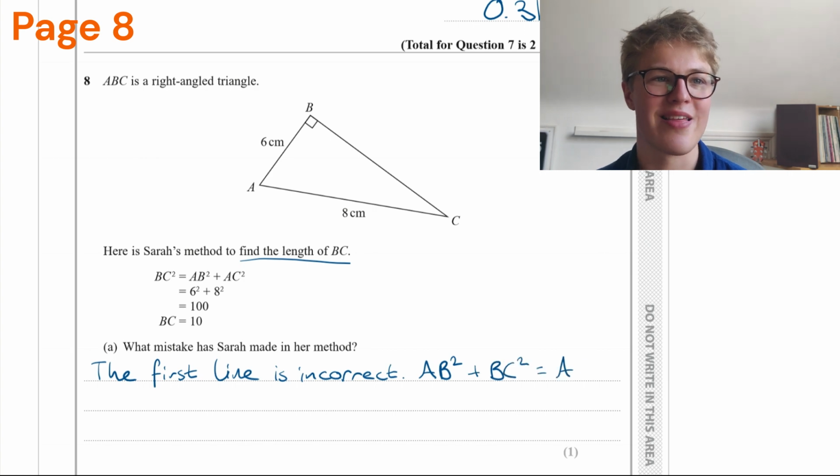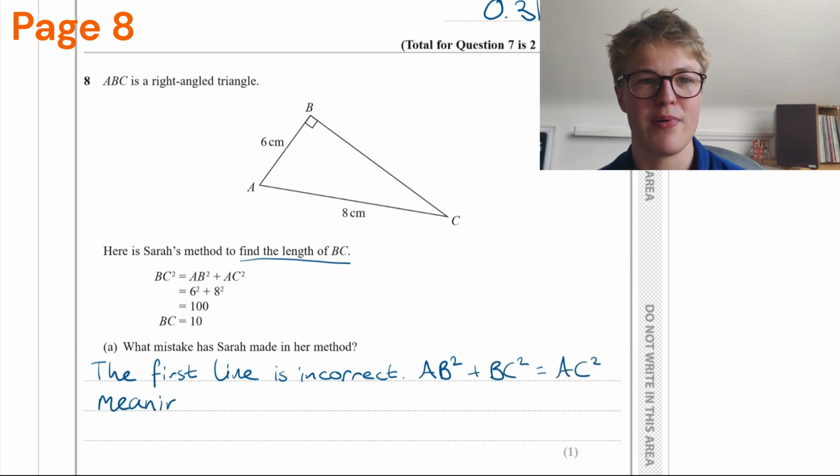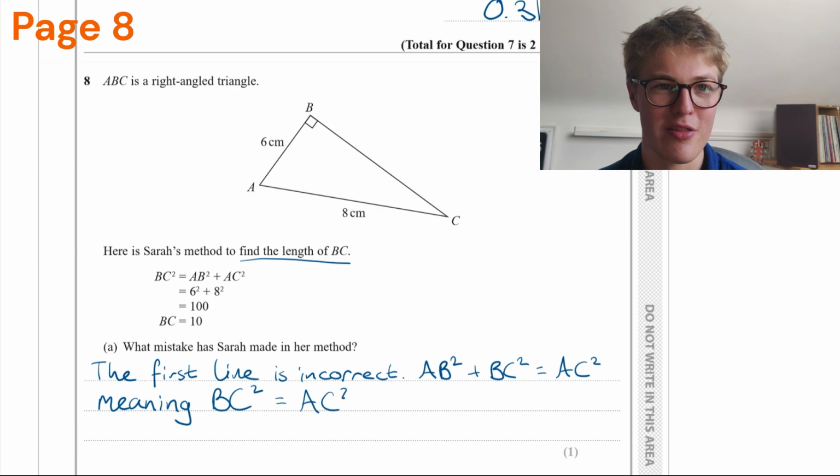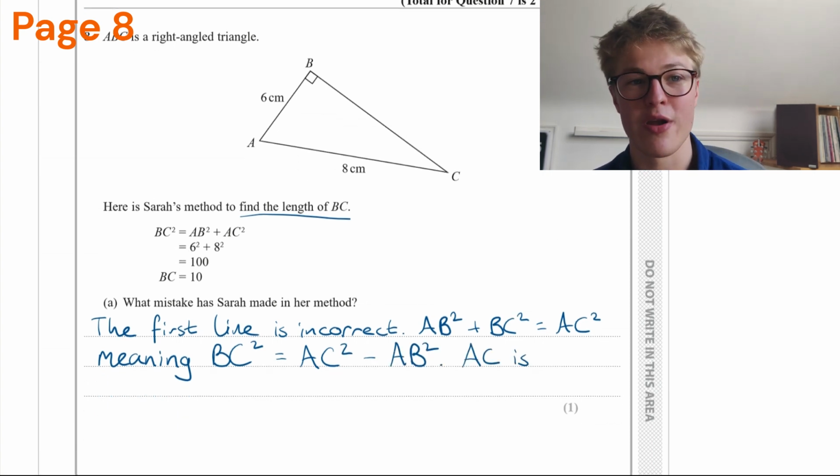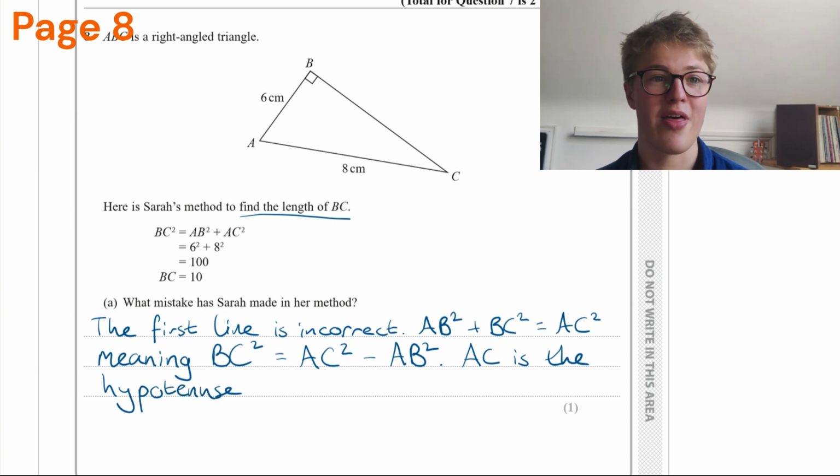The first line is incorrect. AB squared plus BC squared equals AC squared. This is Pythagoras' theorem. That means that BC squared equals AC squared minus AB squared. You could also say that AC is the hypotenuse, not BC.